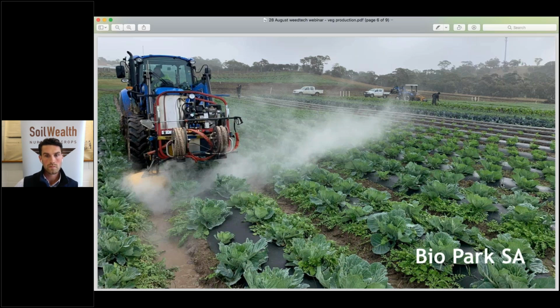In urban situations, we will typically go into an area where there could be, say, 95% weed cover, and within 2 to 3 treatments we can get that back to 5% weed cover, and then it's just a matter of spot treatment.